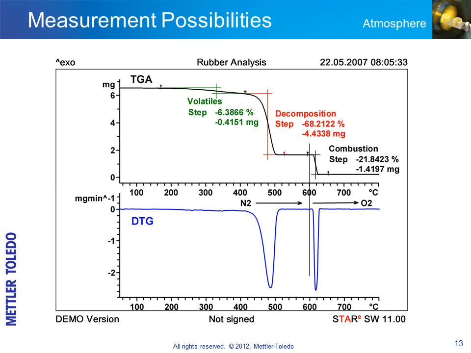The lower curve in the diagram is the DTG curve. In this case, the curve was used to set the limits for the overlapping effects of vaporization and decomposition.